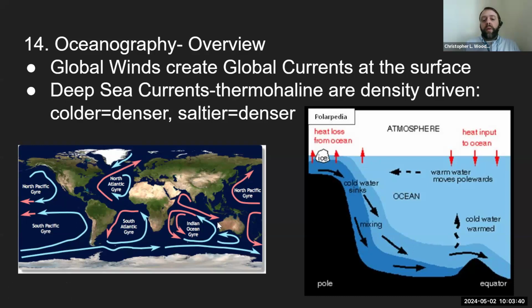Deep sea ocean currents, those thermohaline currents, are driven by density differences due to temperature and salinity. Colder and saltier is denser. So if you think of it forming in the very far north, ice forms, the water stays cold and salty, and so it sinks, and that kind of starts the current moving.